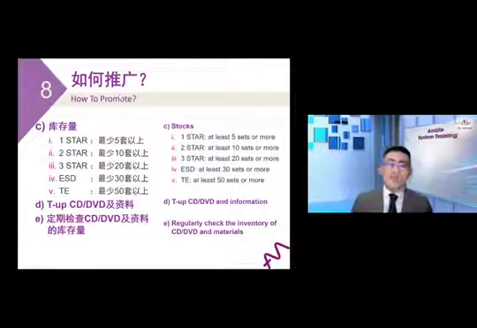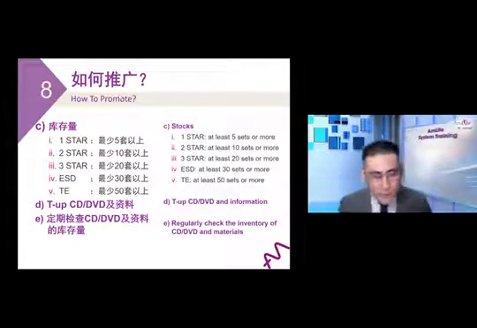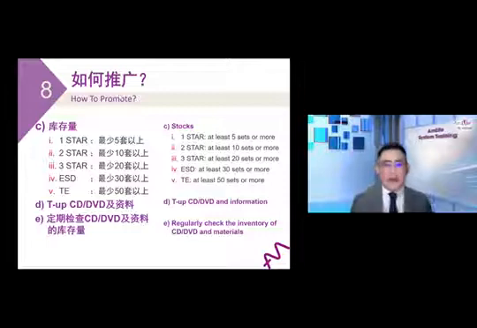So this is a reference for everyone. If you're 1 star, at least have 5 sets. If you're 2 star, at least have 10 sets. Most of our leaders, they have 20 sets and above in their car boot or in their house, or even in their own offices.